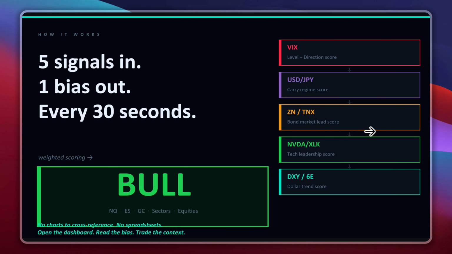And so that's the problem that I was trying to really solve with this bias dashboard, because I personally know that these things are important, you know, VIX, the dollar, the yen, bonds, all the stuff. Truthfully, I'm not an expert, right? But I know it's important, and I want to be able to leverage that in my trading, all right? And so this is why I kind of built this dashboard.